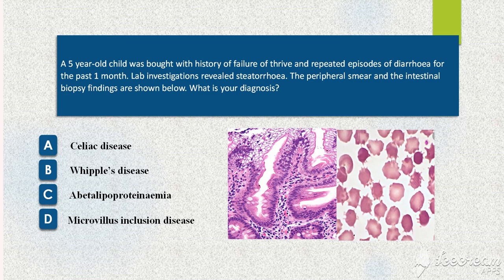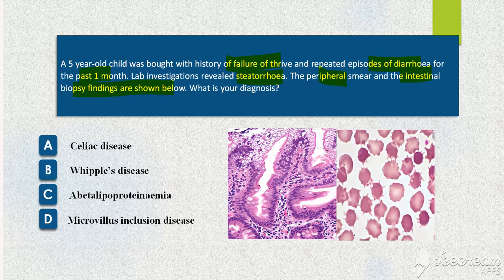The question for today is: a 5-year-old child presented with history of failure to thrive and repeated episodes of diarrhea for the past 1 month. Lab investigations reveal steatorrhea, and the peripheral smear and the intestinal biopsy findings are shown below. What's your diagnosis? Celiac disease, Whipple's disease, A beta lipoproteinemia, microvillus inclusion disease.